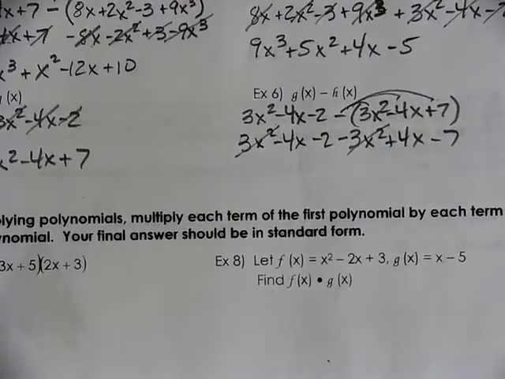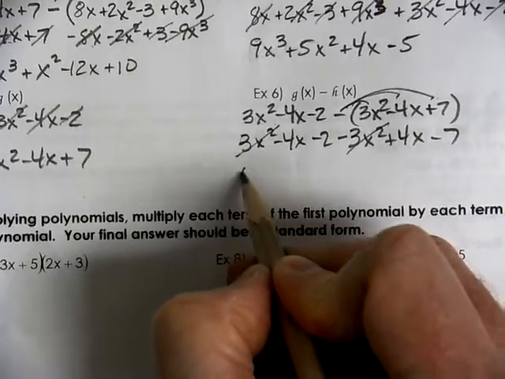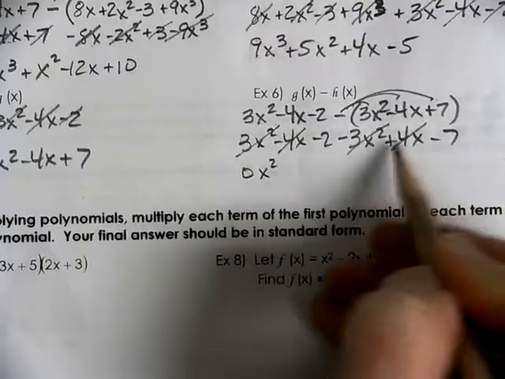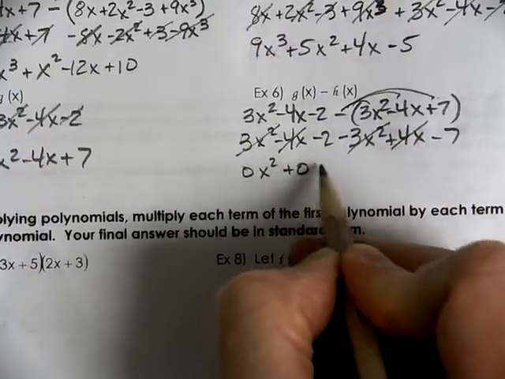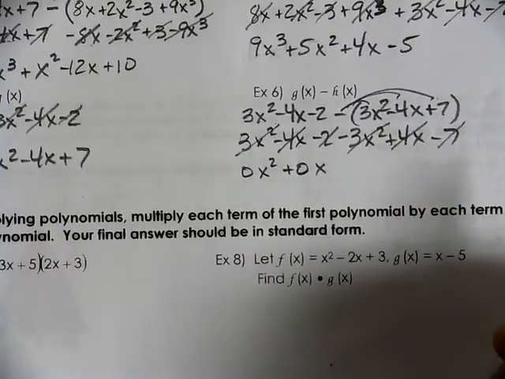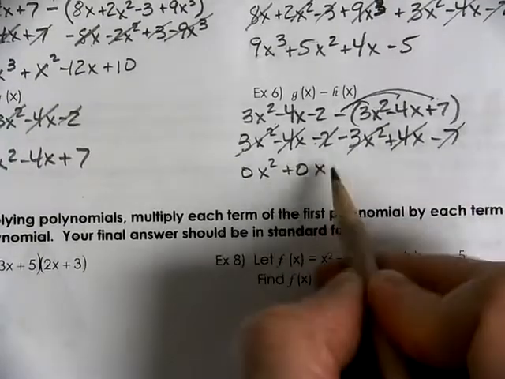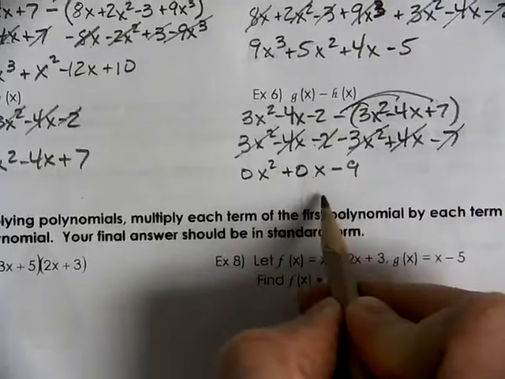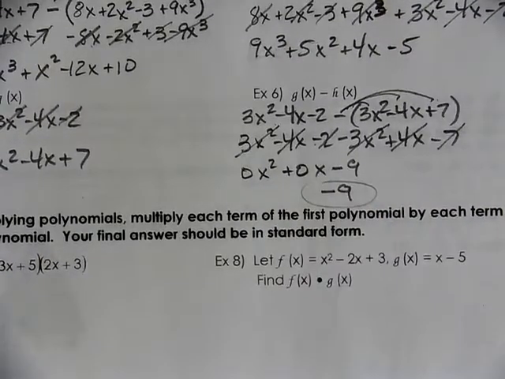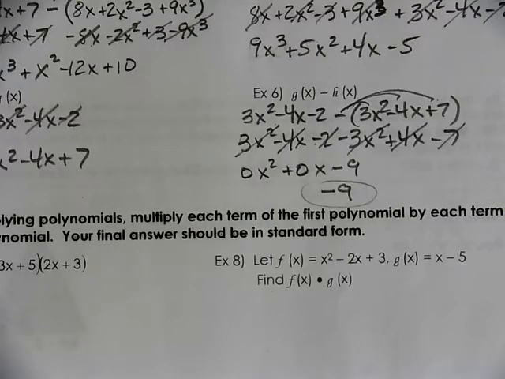The 3x squareds are going to cross out, so you could call that 0x squared if you like. The x's are going to cross out, so you'd call that 0x's. And then when you group the constants together, you're going to get negative 9. So your best answer is to call it negative 9.